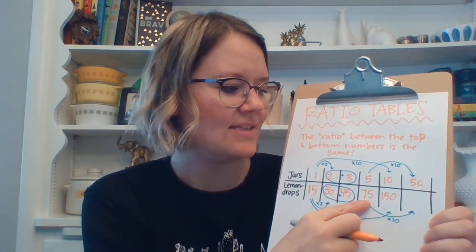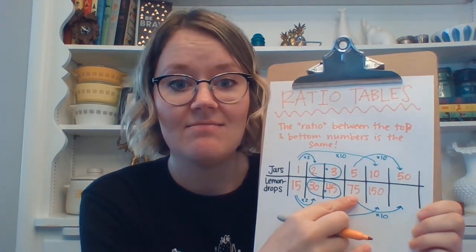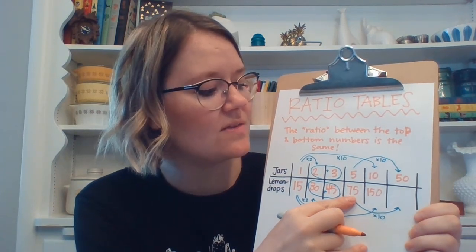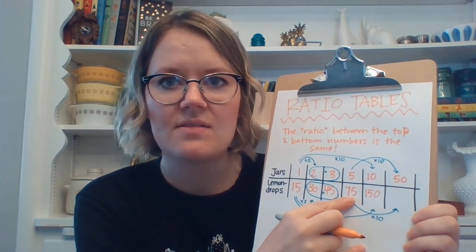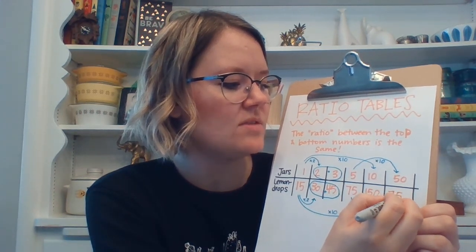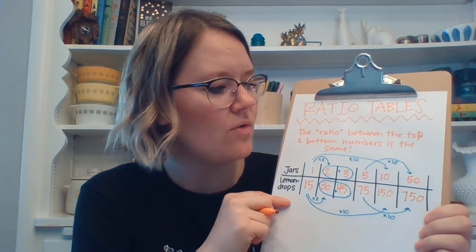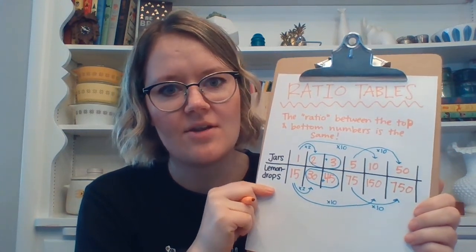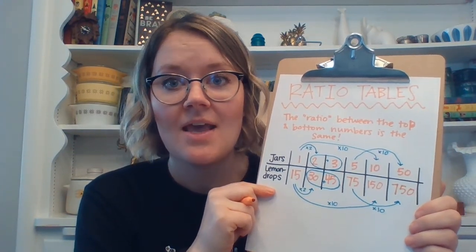So if I multiply 75 times 10, again, everything shifts over. The 7 is going to move to the hundreds place, the 5 to the tens place, and then there will be a 0 as a placeholder in the ones place. So in 50 jars, there are 750 lemon drops.